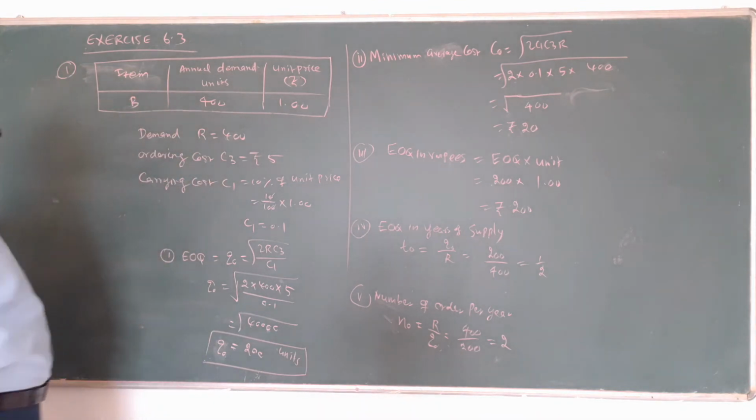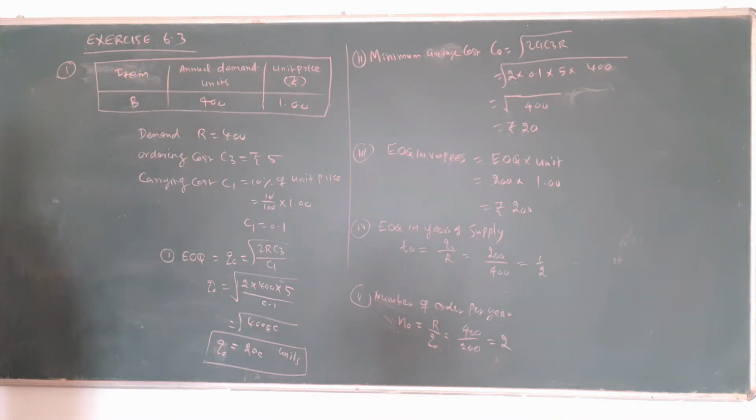One more question is there, item C. Am I right? I do the calculation. Item A, one question. Item B, another question. Item C, another question. In this way, we do the calculation.